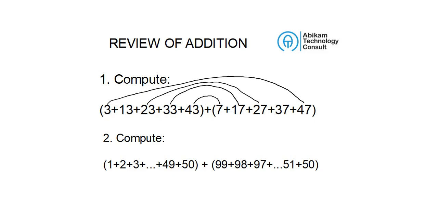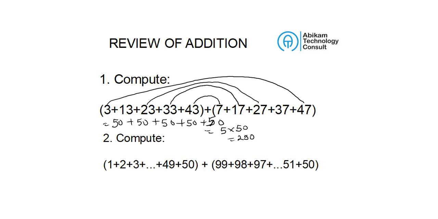For the second group we have 50. For the third group we also have 50. And for the fourth group we have 50. For the fifth we have 50. So with that, we are adding 5 copies of 50, which is 5 times 50, and that should give us 250. You can see how easy we have done that. So you should be able to compute the second one too.